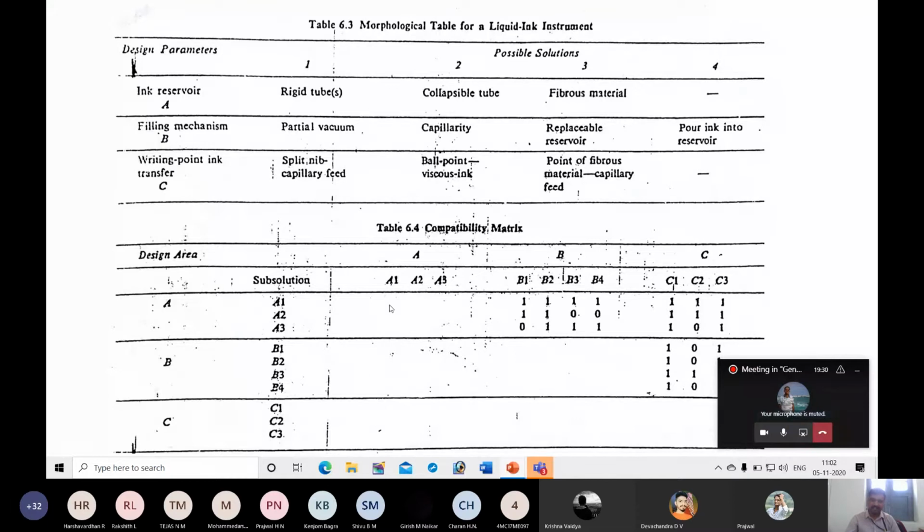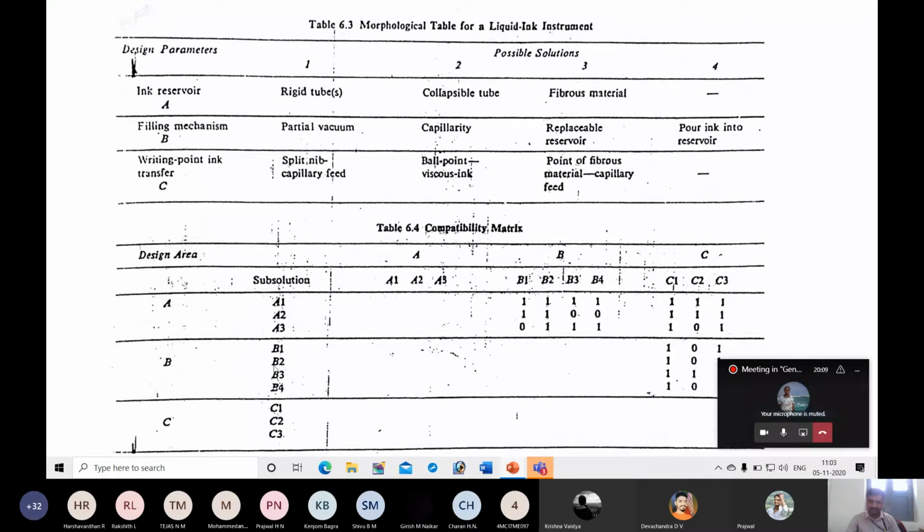Next, in a pen, we are going to choose one among these three. That means in a single pen you don't find A1 and A2. So you are going to choose only one among these. That's why you are not going to evaluate the same decision areas. That means you are not going to check the compatibility of A1 with A2 or A1 with A3. It is not required, since we are going to choose only one among the three. That's why this column will remain empty.